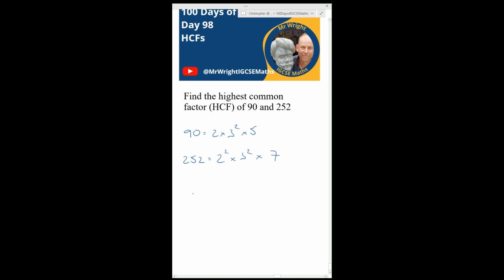So I see they've both got a 2 to the power 1. They've both got a 3 squared, and that's all they have in common. So the highest common factor must be 18.